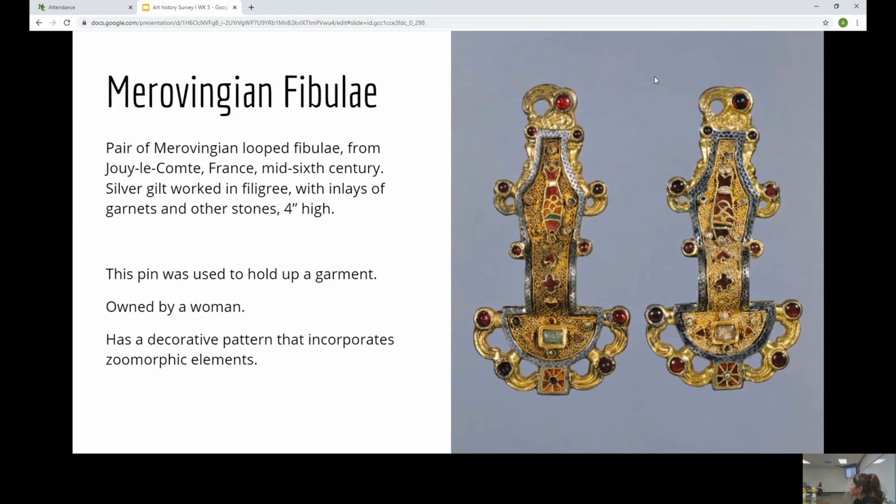I found this very interesting. This is a fish, an upside down fish, and that's an eagle. The rest of it is not an animal.